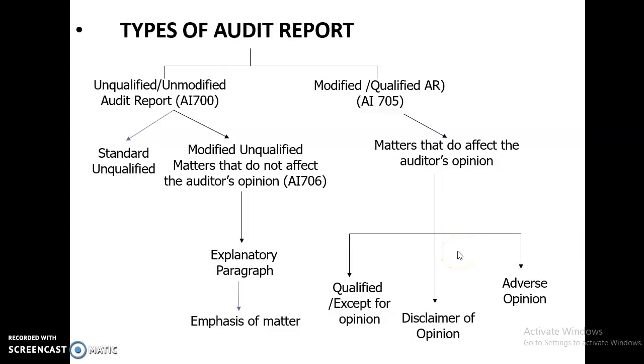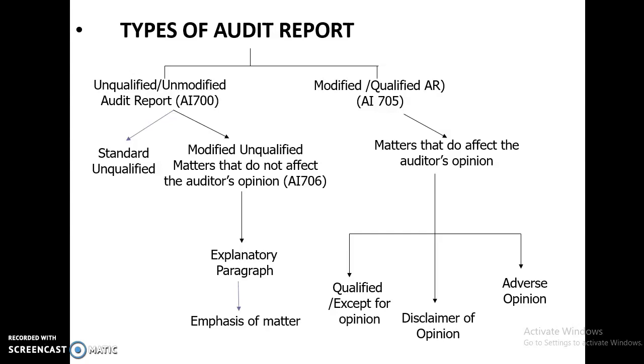So basically, for this topic, there are going to be two videos for me to explain. But before we move on to the next video, I want you to digest or look at, have a bird's eye view picture, overview picture on how many types of audit report there are.